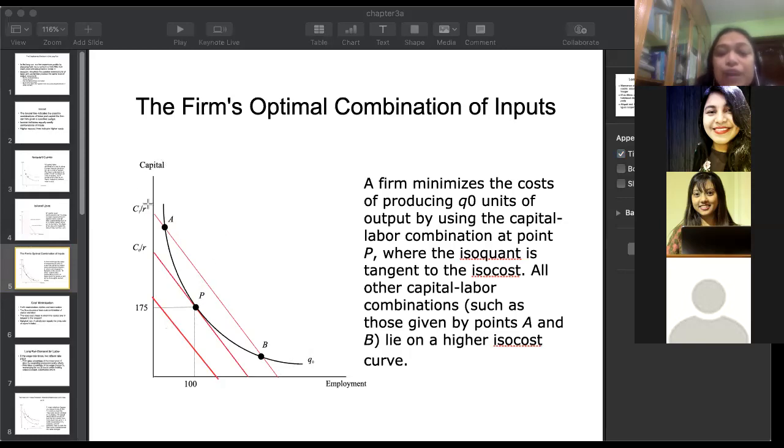And if you can move, you can produce the same Q0 with even higher levels of iso-cost, but that is counterintuitive. Why would you spend more money when you can produce the same output at lower cost? But you cannot produce Q lower than this iso-cost line, right? So the lowest possible iso-cost is given by this iso-cost line. This is giving you the lowest possible cost to generate Q level of output.